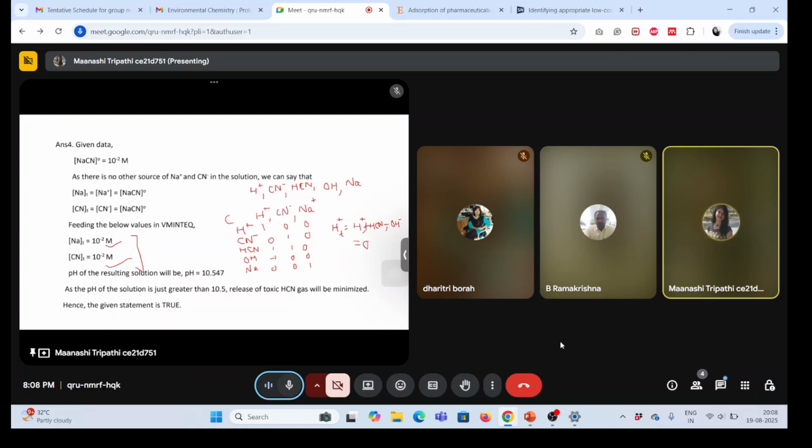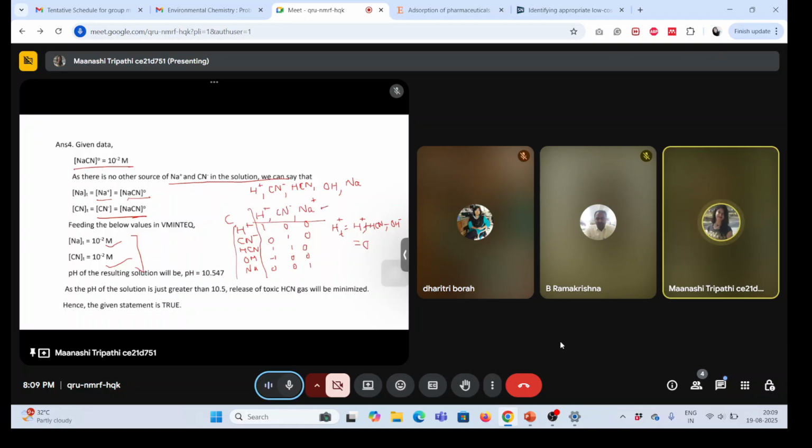So NaCN naught is 10 raised to power minus 2 molar. It is given, so there is no other source of Na or CN in the solution. We can say Na total is equal to Na coming from NaCN naught. You can write this from the tableau also. Here I have written, okay, CN you can get from NaCN. You can write these equations like this. Okay, these are our components and these are the different species.